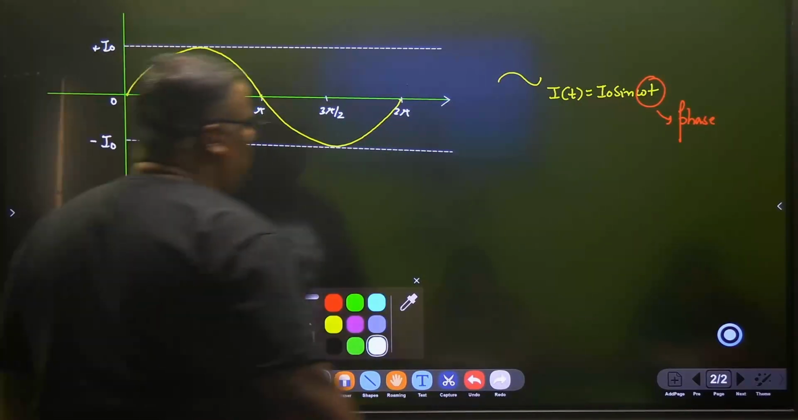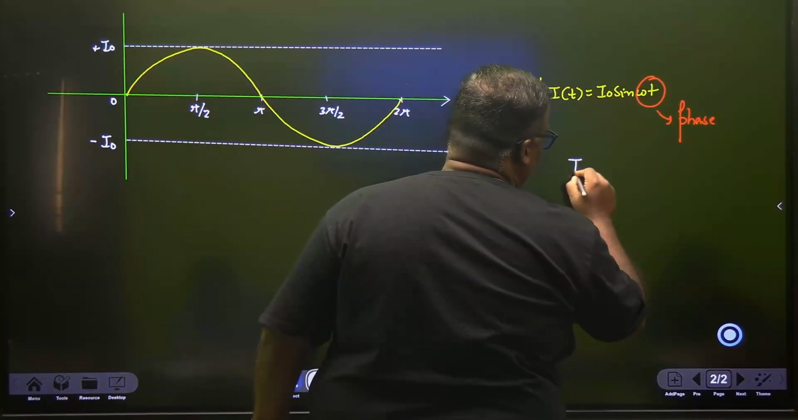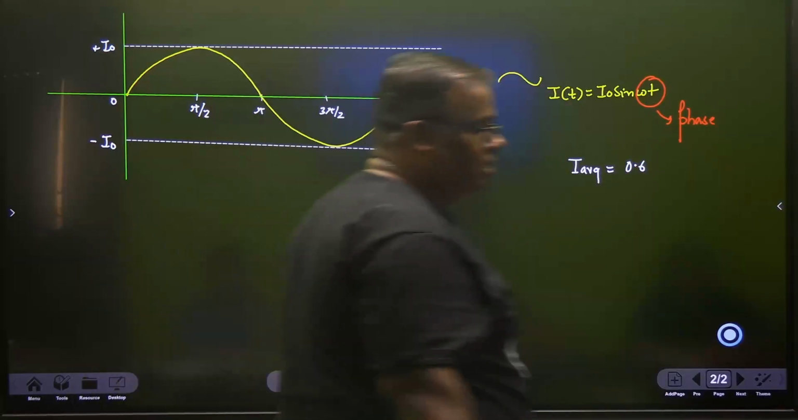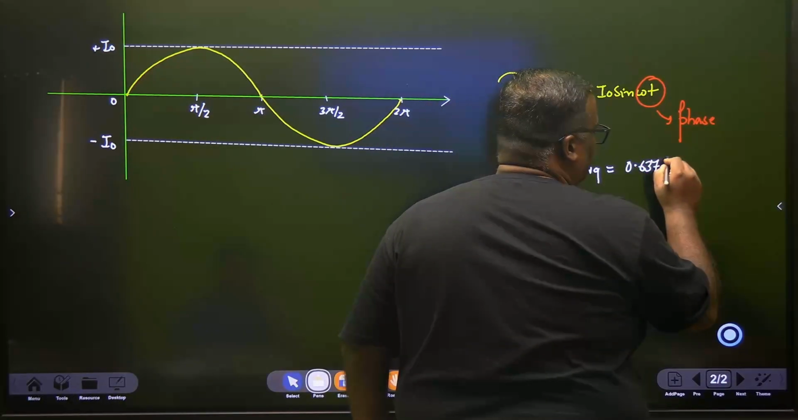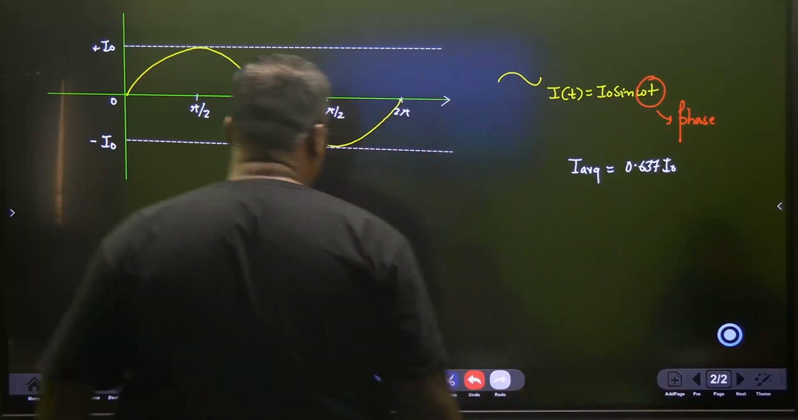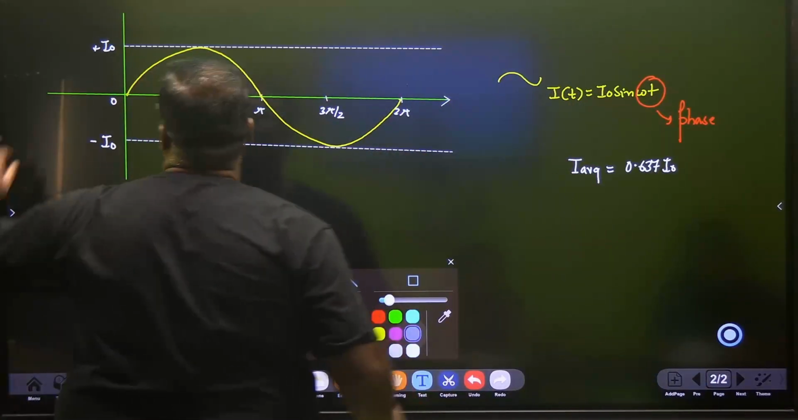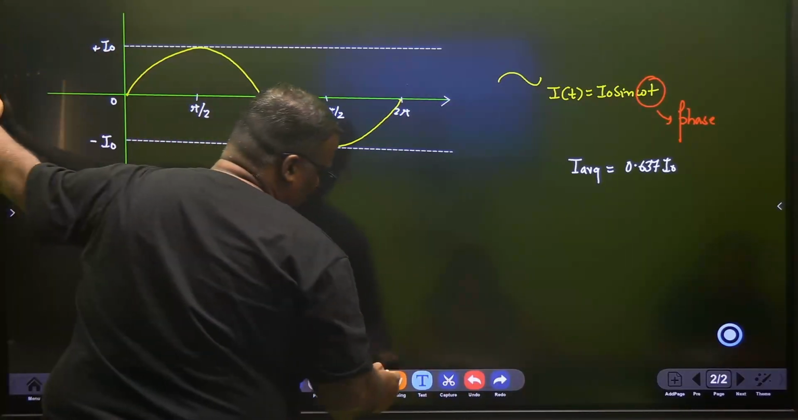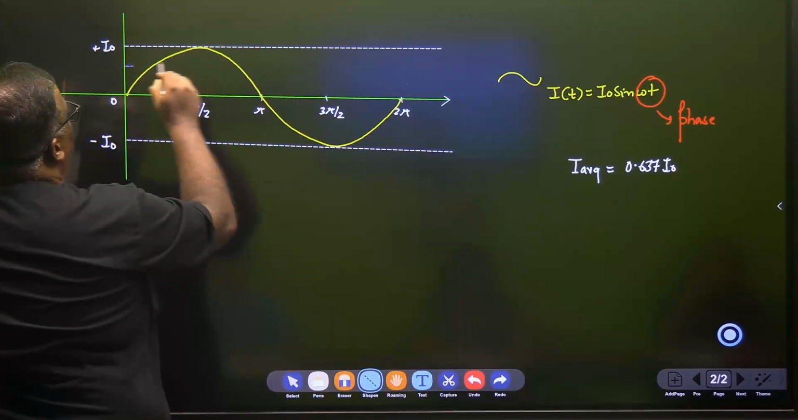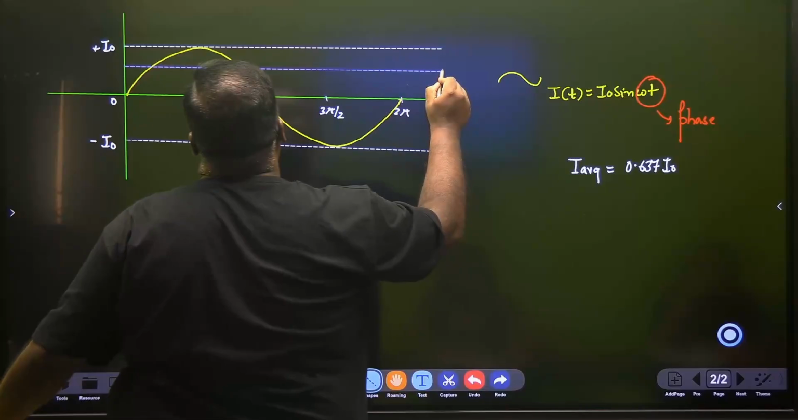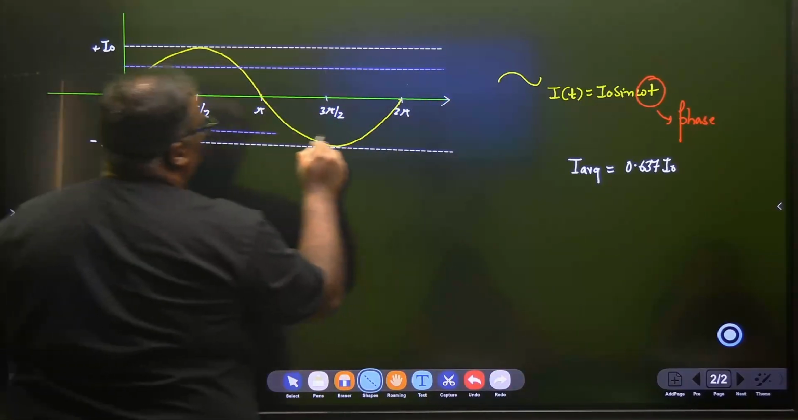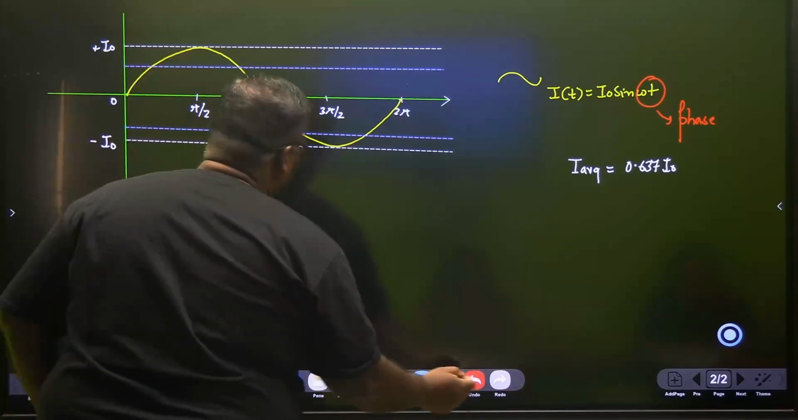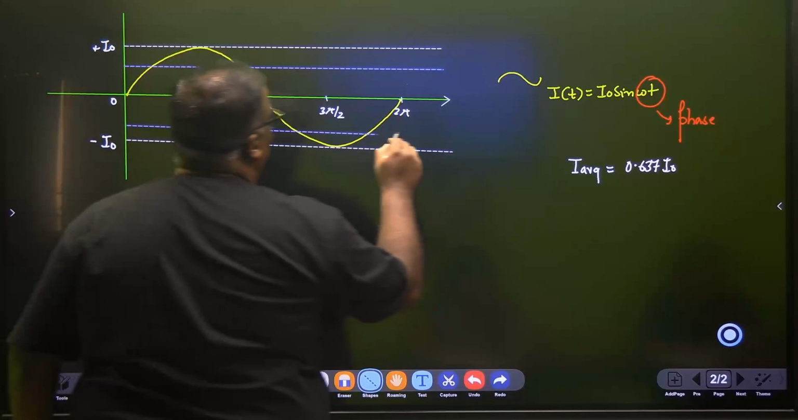Now, what other things did you study? One was I average. I average is 0.637 of I naught. Let's make its demarcation. 0.5 of I naught is here, so 0.637 means somewhere here, a little bit more than that. So this is your average, I average, on the negative cycle and on the top cycle.